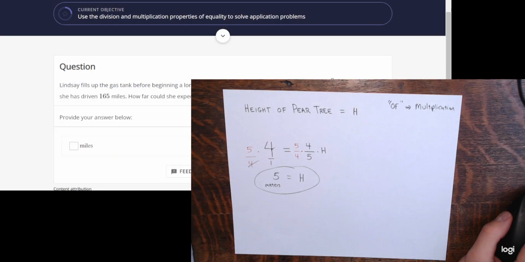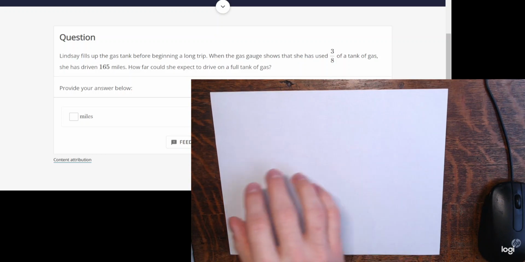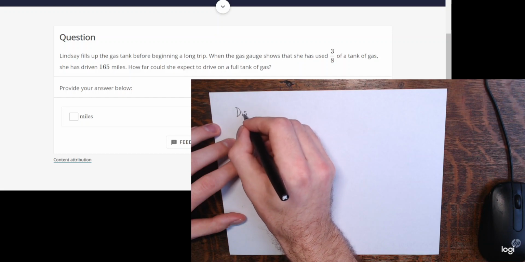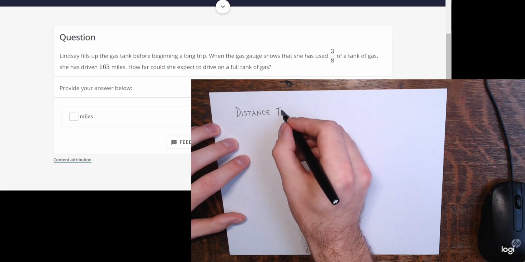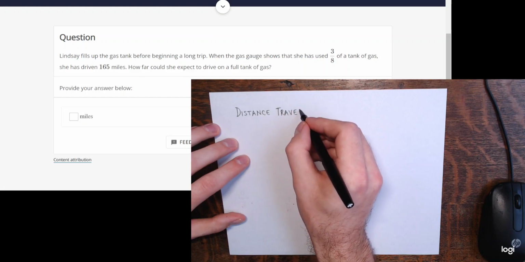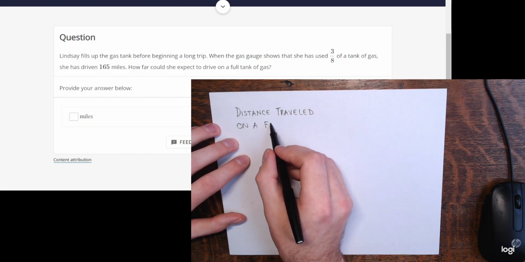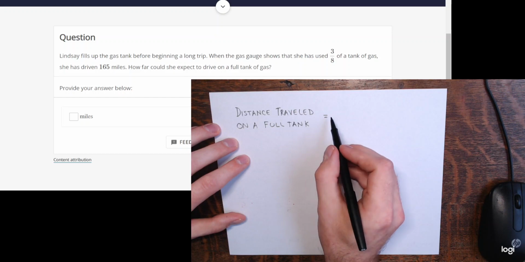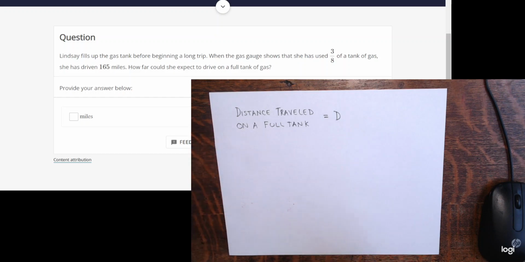Let me go so you can see the problem still. All right. So again, the distance traveled on a full tank of gas, that's the unknown here. That's what they're asking us for. Distance traveled on a full tank. Alright, so I'm going to call this d for distance. Again, you can call it x, whatever you want.